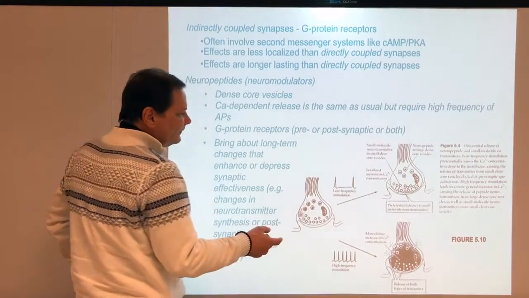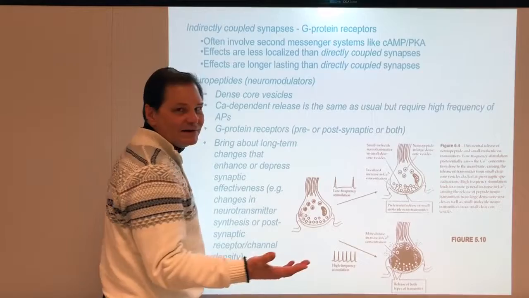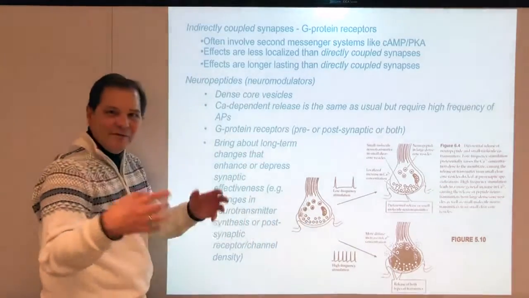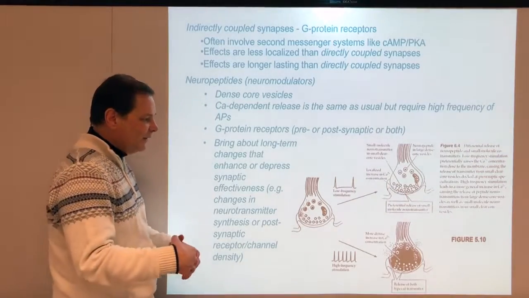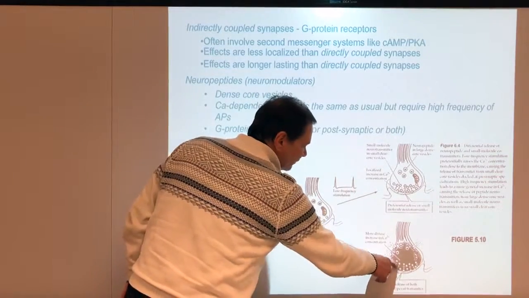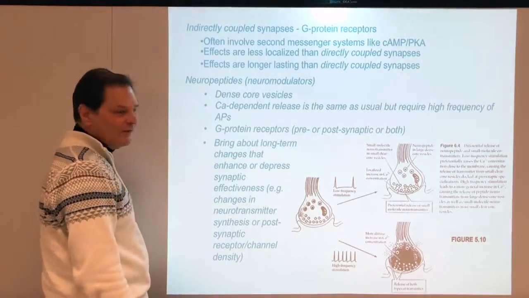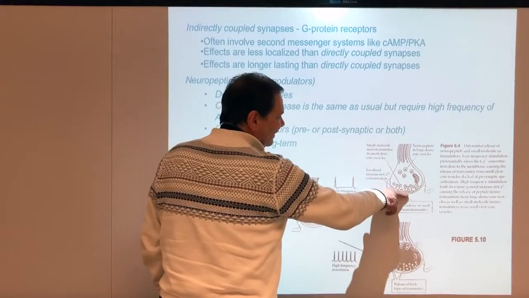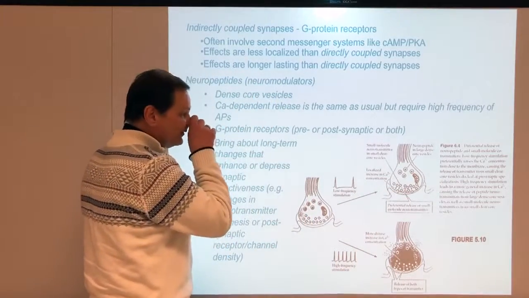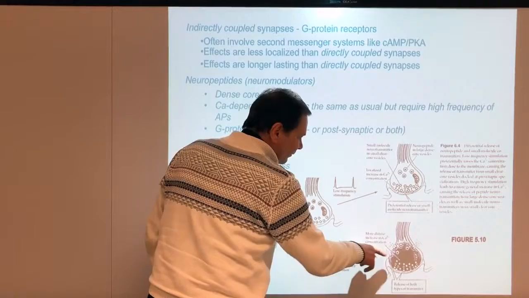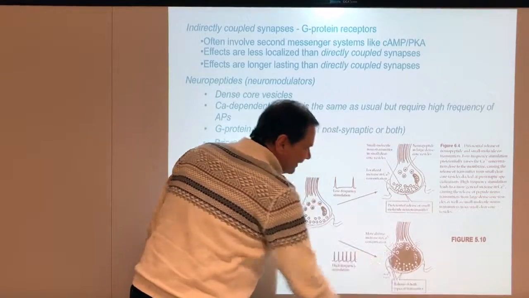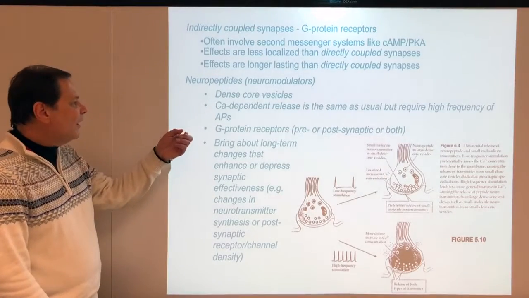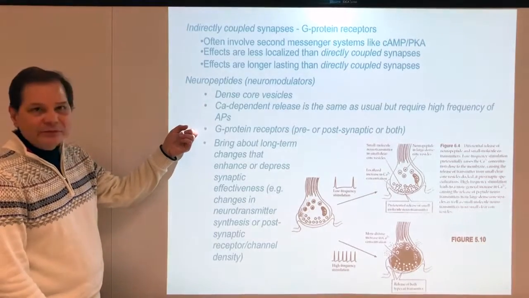However, these don't fuse with just any old action potential. You tend to need a high frequency of action potentials that all arrive very quickly, one after another, and that will actually cause the release of peptide from these dense core vesicles along with your regular neurotransmitters. So low frequency, you have regular neurotransmitter release, but the dense core vesicles don't fuse. High frequency with lots of calcium coming in, then they tend to fuse and you get release of both. These are indirectly coupled receptors, okay?